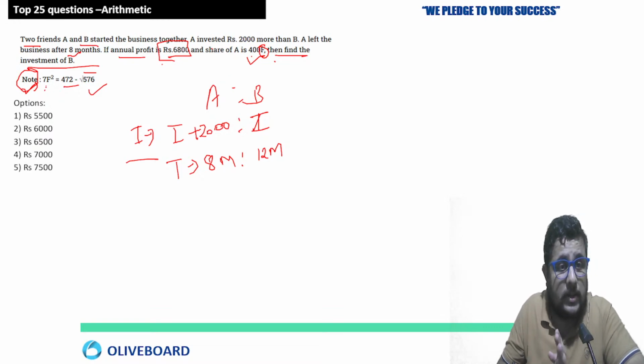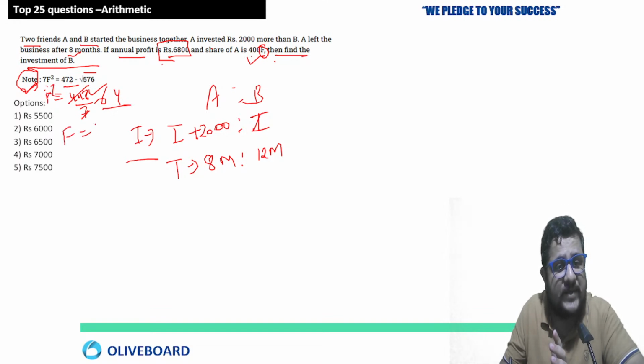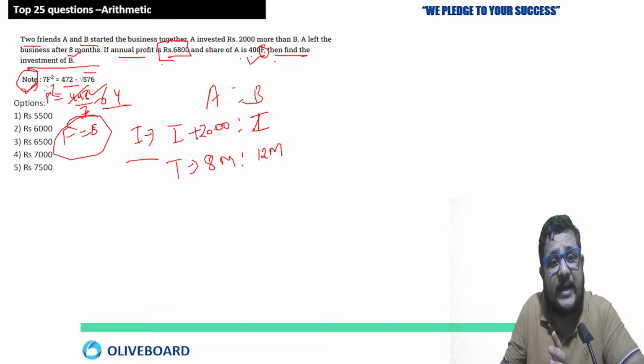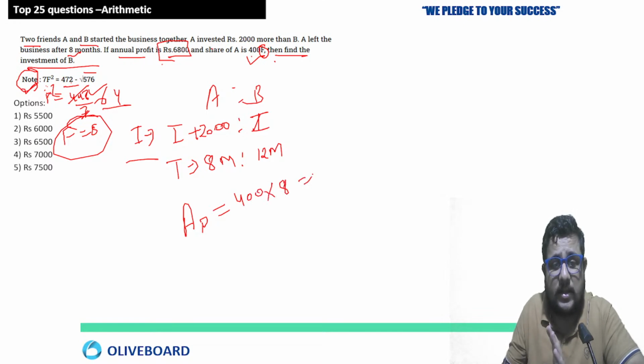So 7F square equal to 472 square root 576. So 472 minus 24 is 448, divided by 7. 7 6s are 42, then 7 4s are 28, so 64. F square is 64, so F is equal to 8. If F is 8, 400F is the profit of A. So 400 multiply 8, 3200.